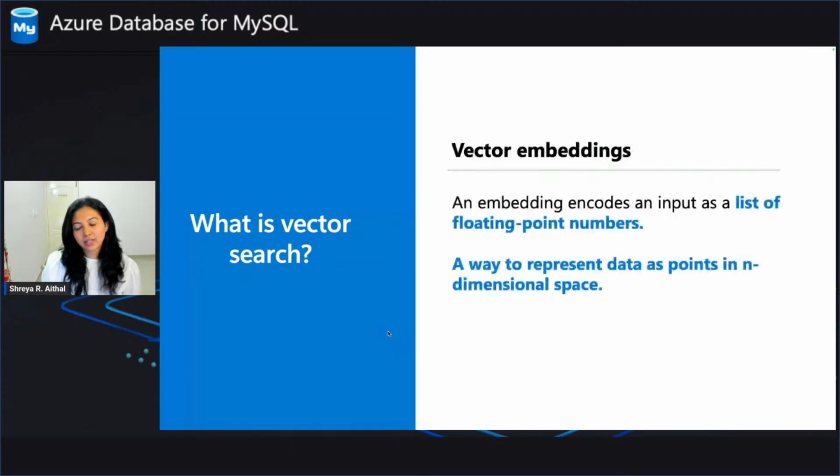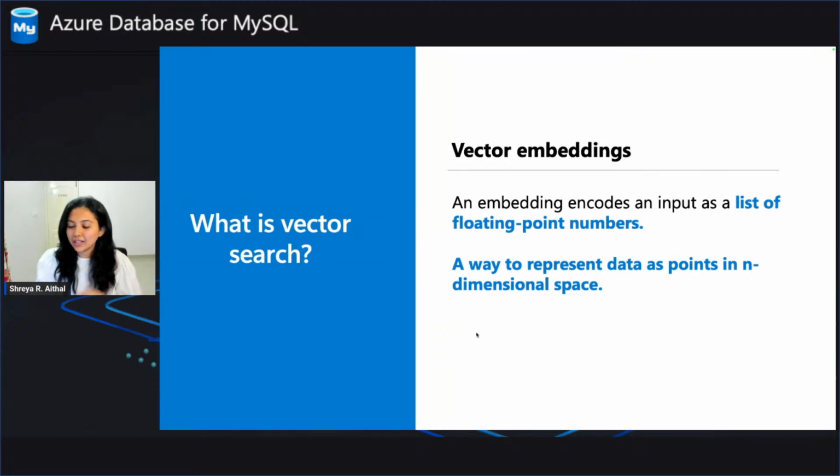A vector is basically a way to represent data as a point in an n-dimensional space. Now, you and I can probably comprehend only 3-dimensional space or maybe 4, not more than that. It's really complex. But in an n-dimensional space, it's a way to represent data as a point by encoding that data as a list of floating point numbers. If you're not familiar with vectors and vector search, this could be a little confusing for you.